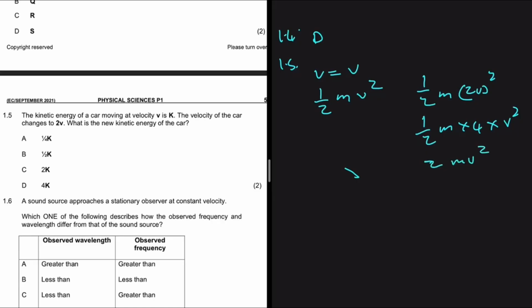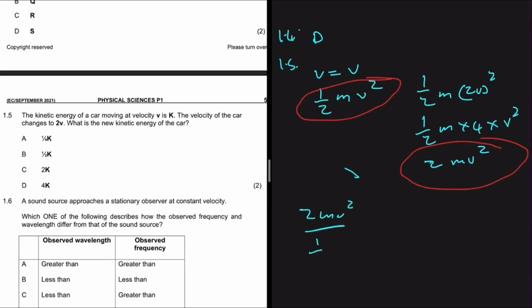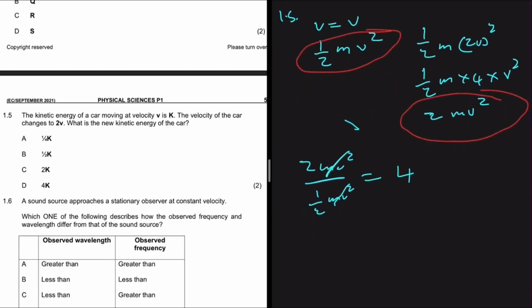2mv squared, right? So from a half mv squared to 2mv squared, right? How is the kinetic energy of the new car different from the first car? It's 4 times greater, because you can easily say 2mv squared divided by a half mv squared. This should be equal to 4. mv squared and mv squared cancel out. We have 2 divided by half, which is equal to 4. So the kinetic energy is 4 times greater, right? And that is option D.